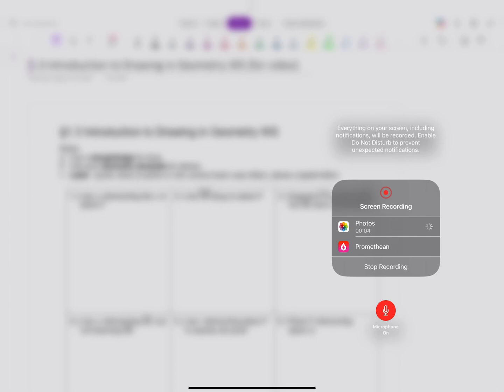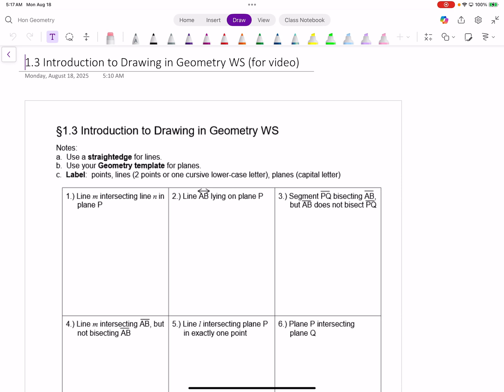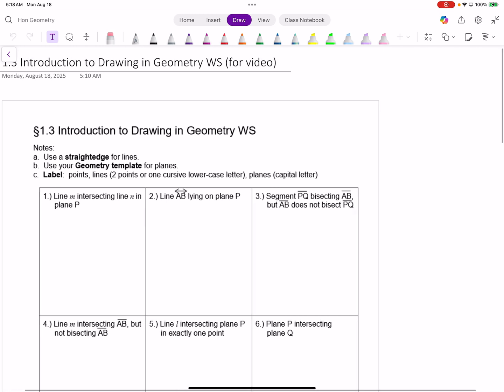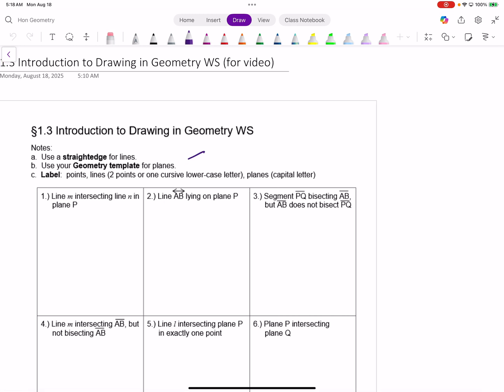So, first, let me just go ahead and tell you this. I'm not doing, what's the saying, practice what you preach? I'm not doing that right now because I'm not going to get a straight edge and lay it on the top of this iPad. But when you do this, please use a straight edge. Now, it says up here to use your geometry template, and you don't have one of those.